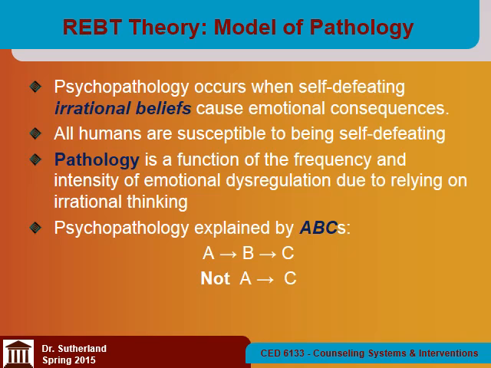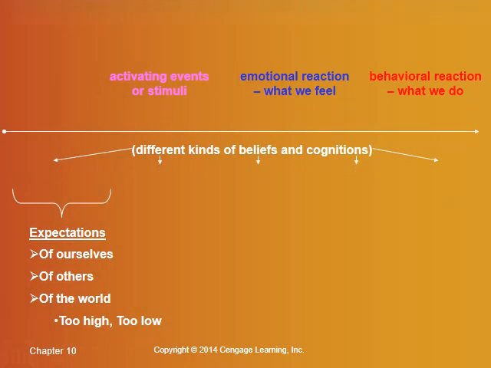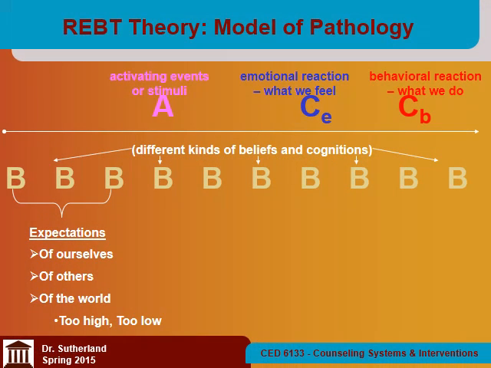All right, so let's take a look at the ABCs of REBT. All right, so A, of course, is going to be your activating event or your stimulus. B is going to be the different kinds of beliefs or cognitions that come as a result of the activating event. And then C are the consequences. So we have emotional consequences, what we feel, and then behavioral consequences, what we do.